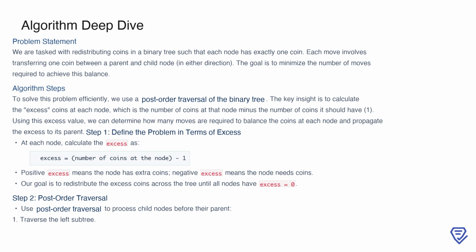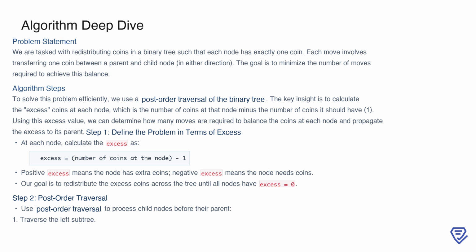To solve this problem efficiently, we use a post-order traversal of the binary tree. The main idea is to calculate the excess coins at each node, which is the difference between the coins it has and the one coin it should have. If a node has a positive excess, it means the node has extra coins to give away, whereas a negative excess means the node needs coins. Our goal is to ensure that the excess at every node becomes zero by redistributing coins across the tree.